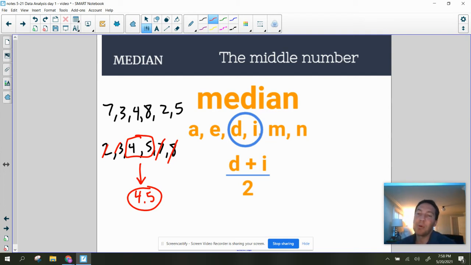The way that I remember median is, see how that D is in the middle? The middle number is the median. Hear that D sound? So median is you put the numbers in order, then find the middle number, or if it's two numbers, you take the average.